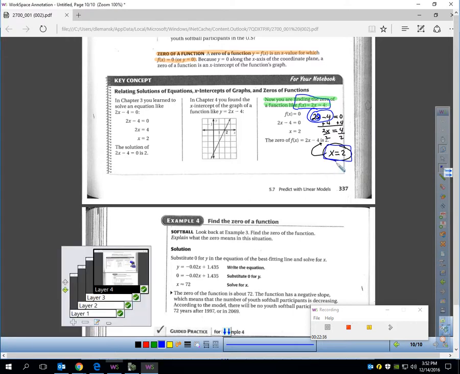In other words, think about it. If you plug a 2 in here, let's calculate it. 2 times 2 is 4. 4 minus 4 is 0. Plugging in 2 makes this work out to 0. So 2 is the zero of this function.